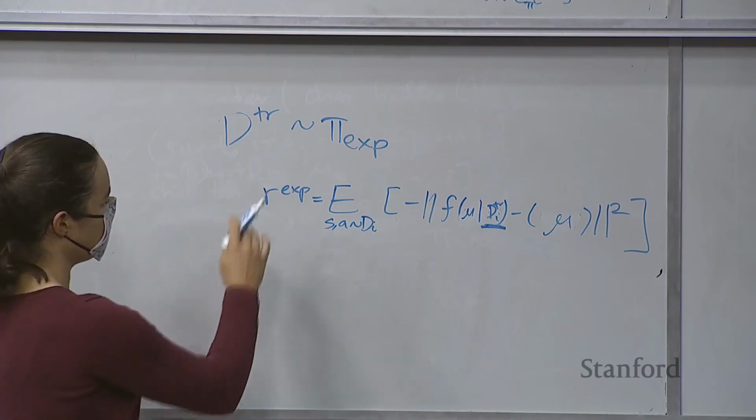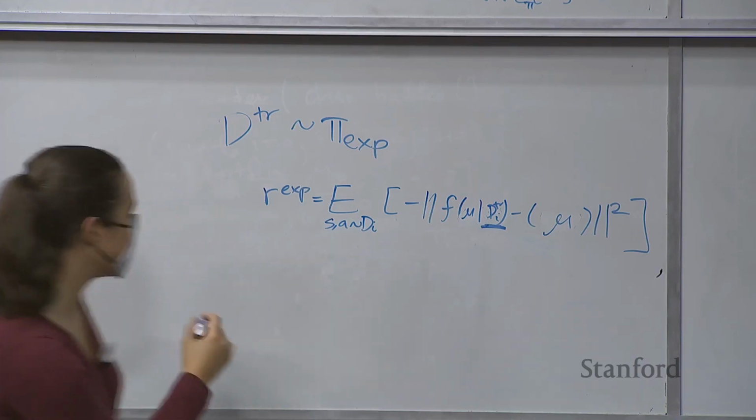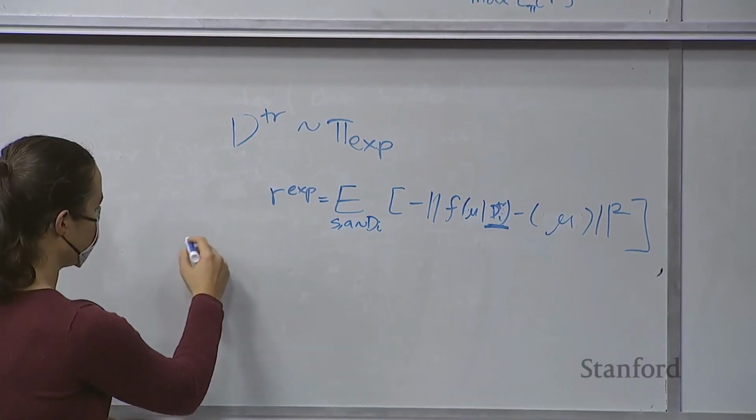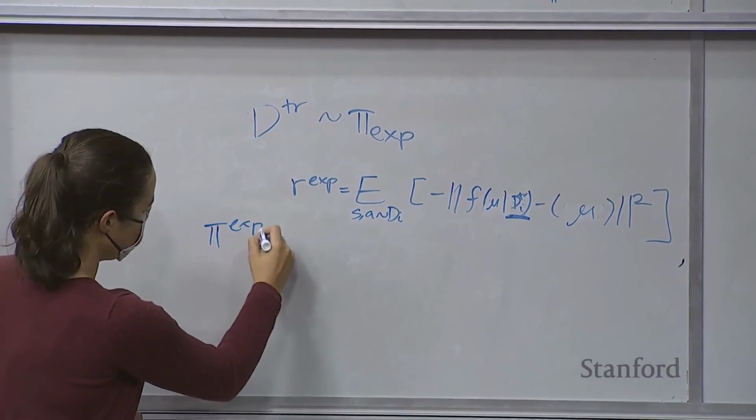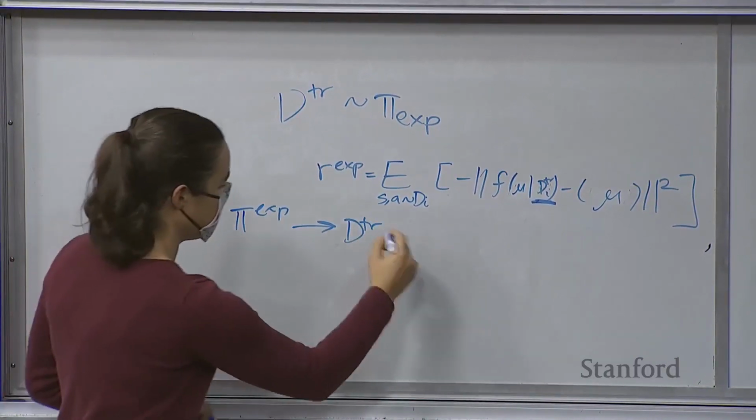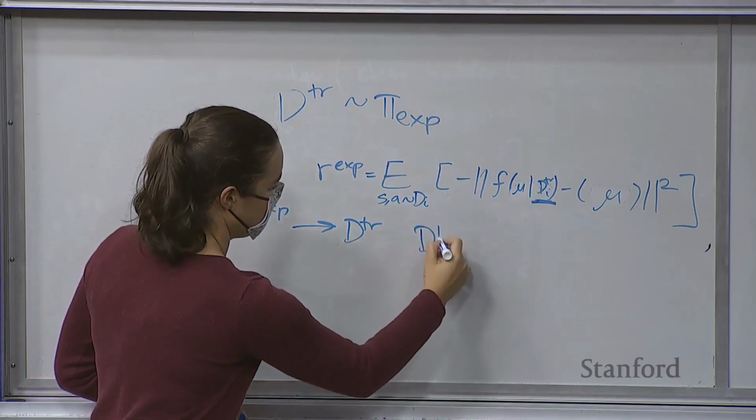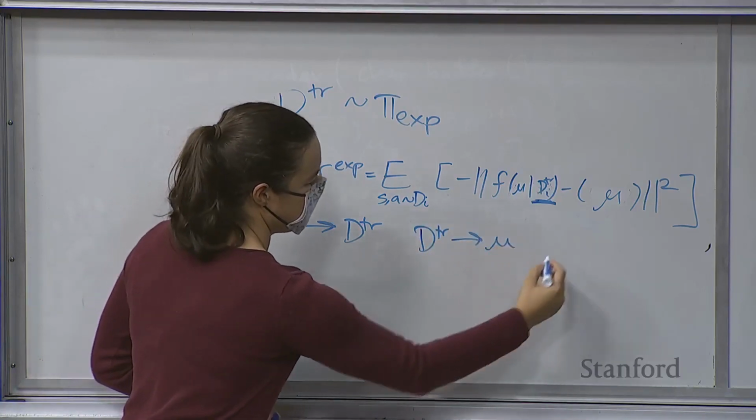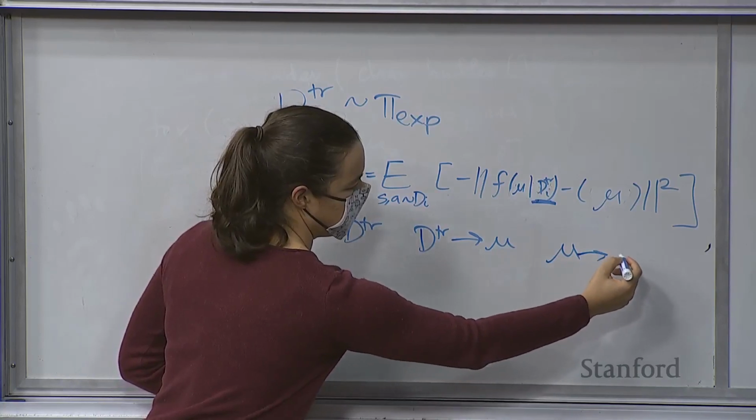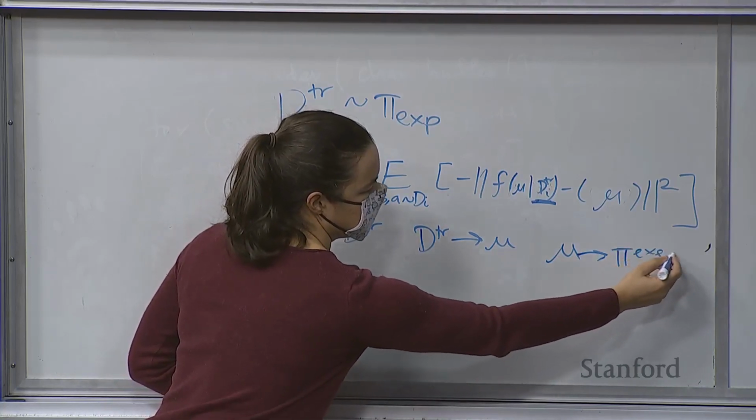So we have these three models. We have our exploration policy, which outputs your training data. We also have a model that takes training data and predicts mu. And then lastly, a model that takes mu and solves the task from there.